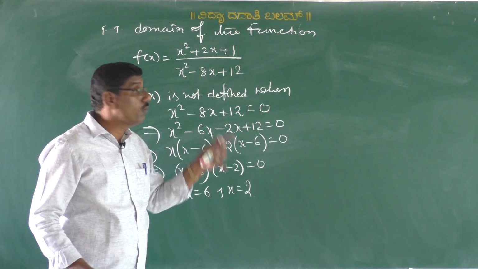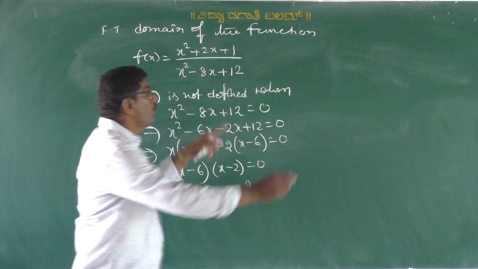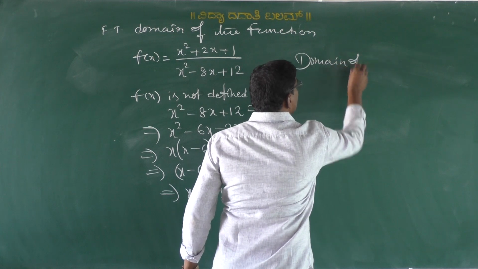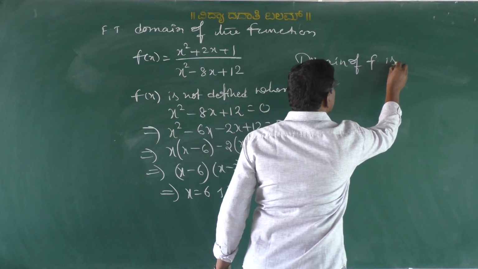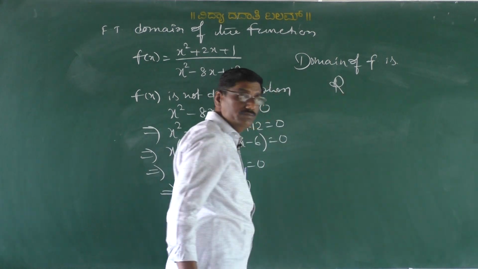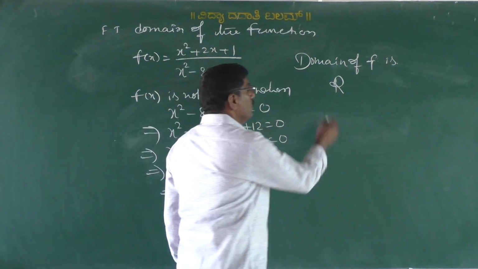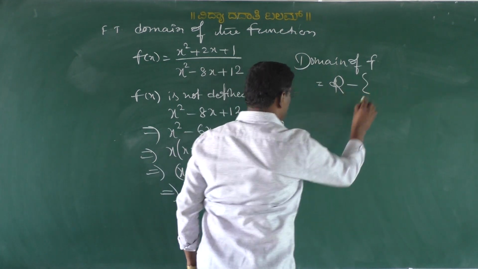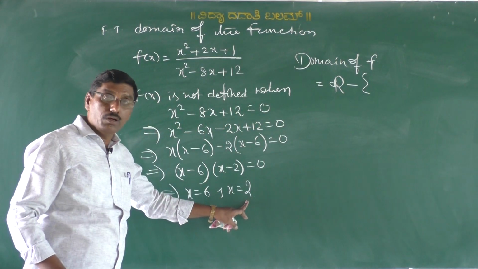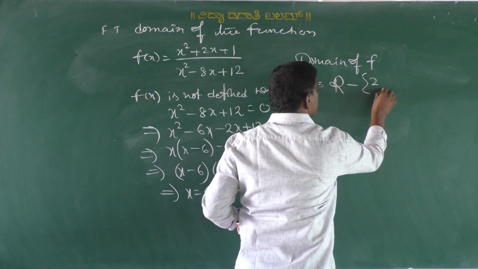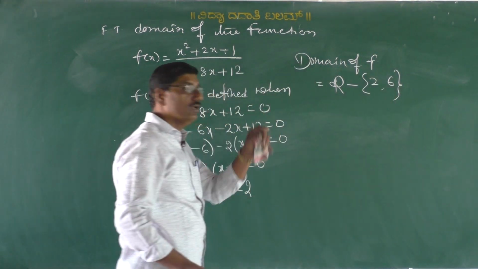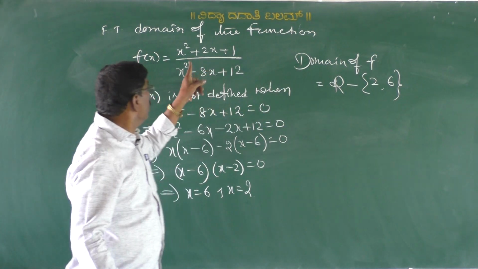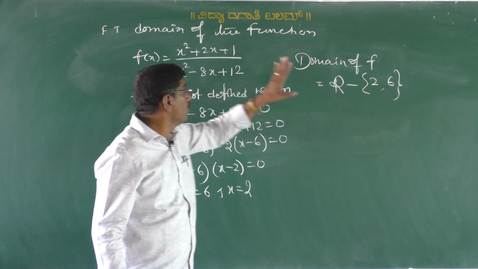Therefore, he asks the domain of this function. Therefore, the domain of f is the set of all reals minus the set of these two numbers, that is 2 comma 6. Are you understood? This is important for the point of examination and also CET. That is, the domain of this function is the set of all reals except these two.